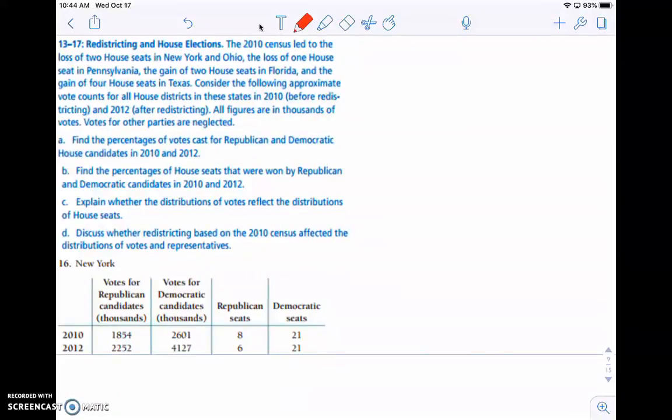This is from the 2010 census, which led to the loss of 2 House seats in New York and Ohio. So this is due to population. There was also the loss of 1 House seat in Pennsylvania, and the gain in Florida and Texas. So again, this just means that there was a shift in populations. When they reapportion, some states lose and some states gain, because we stick with 435 representatives in the House. So consider the following approximate vote counts for all of the districts in 2010 before the redistricting and 2012 after. All these figures are in the thousands of votes.